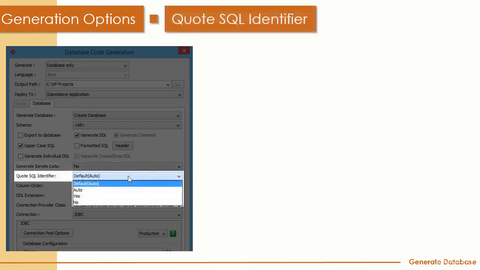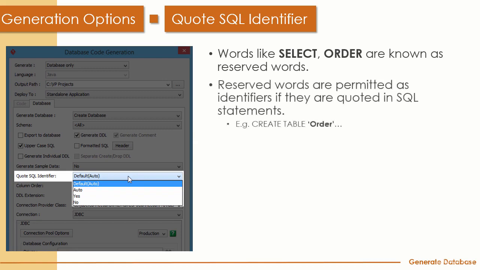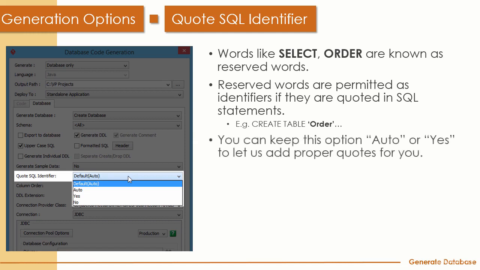The quote SQL identifier. Databases have some reserved words like select, order. These are reserved words. If you want to use a reserved word as a column name or table name, you need to quote it. Then the database engine knows you're referring to your column rather than a certain keyword of the database. So if you turn the quote on, then we'll help you to quote the identifier.